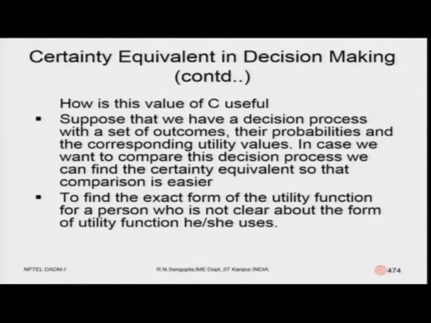Suppose that we have a decision process with a set of outcomes, and their probabilities and the corresponding utility values are known to me. In case you want to compare this decision process, we can find the certainty equivalent, so that the comparison is easy for us to make and understand. To find the exact form of the utility function for a person who is not clear about the form of the utility function, that is also a much easier way to make him or her understand.